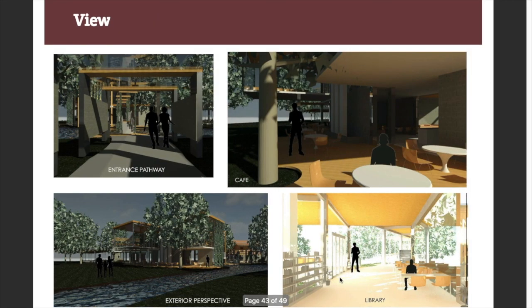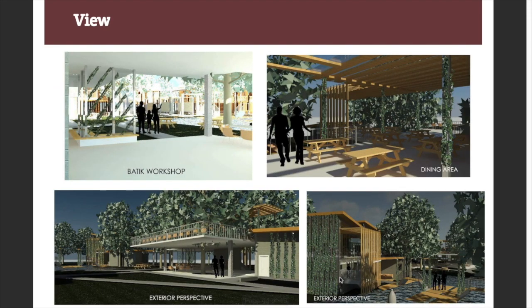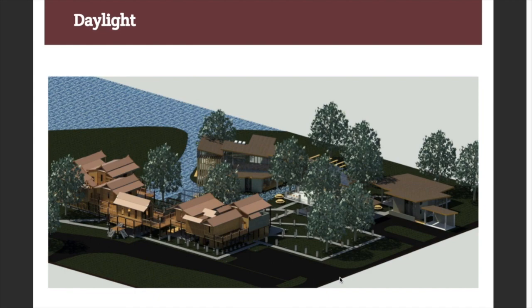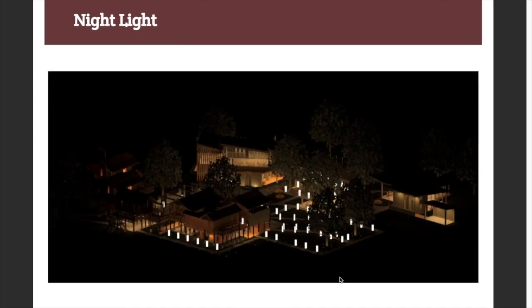And those are some views from the cultural center, which are the entrance pathway, the cafe, the exterior perspective, library, batik workshop, dining area, exterior perspective, and another exterior perspective. This will be the daylight view of the cultural center, and this one will be a night view, because I have a night market in this cultural center at night.